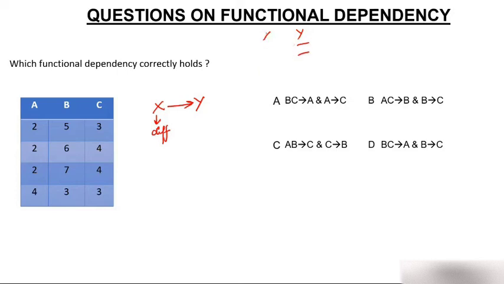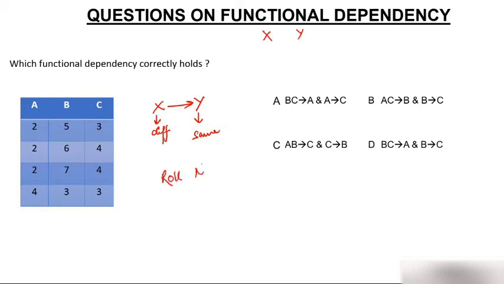But if all the x are different, no need to check y, functional dependency holds. Now, second point, if all the y are same, then no need to check x. If all the right side has the same value, then no need to check x. Why? Just see the example.